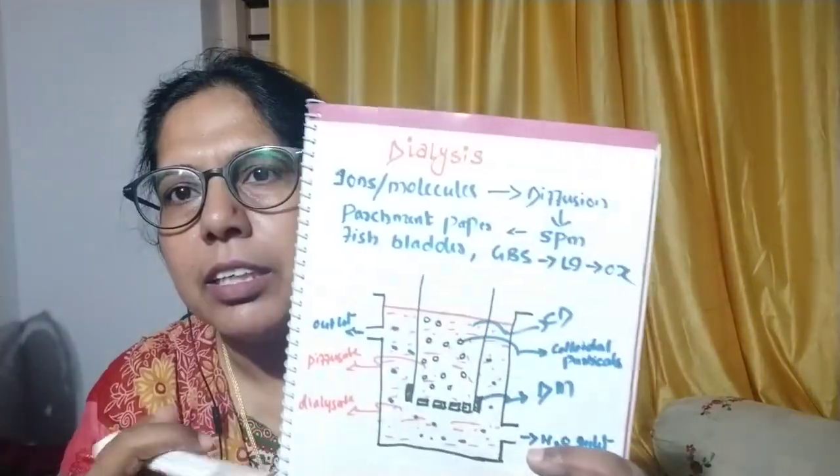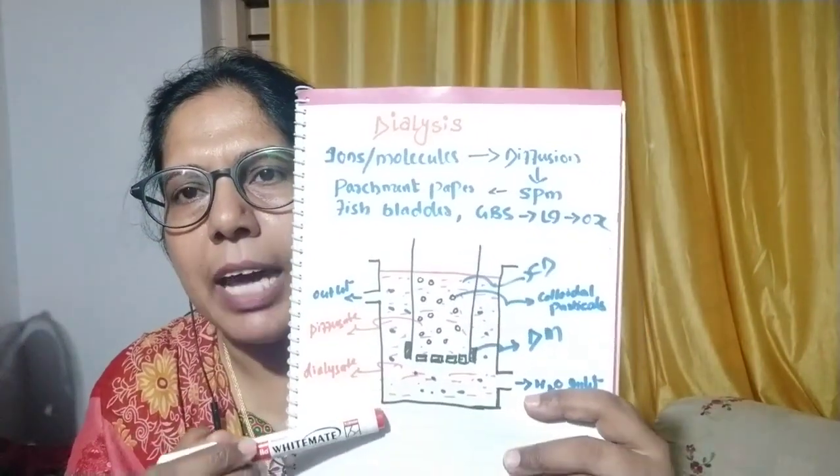Basically there are three methods by which we can do the purification of colloids. One is the dialysis method, second one is the electrodialysis method, and the third one is the ultrafiltration method. So we will study in detail one method by one. So first, coming to the dialysis method, this is the picture of dialysis method.